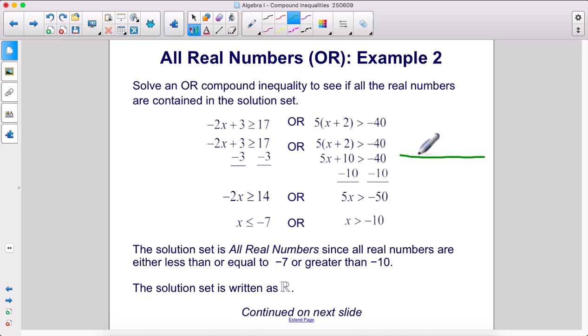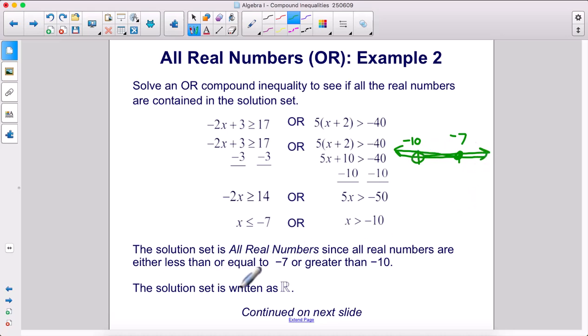If I just draw a quick sketch right here, here's negative 10, here's negative 7. X is greater than negative 10 would look like this. And x is less than or equal to negative 7 would look like this. You can see that all numbers work. The solution set is all real numbers, since all real numbers are either less than or equal to negative 7 or greater than negative 10.